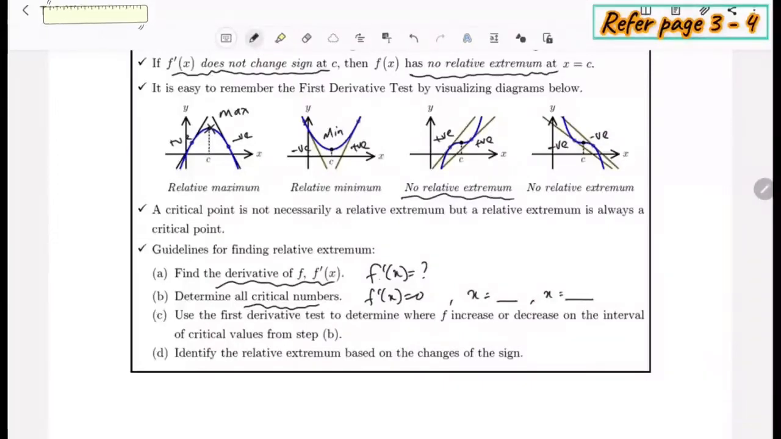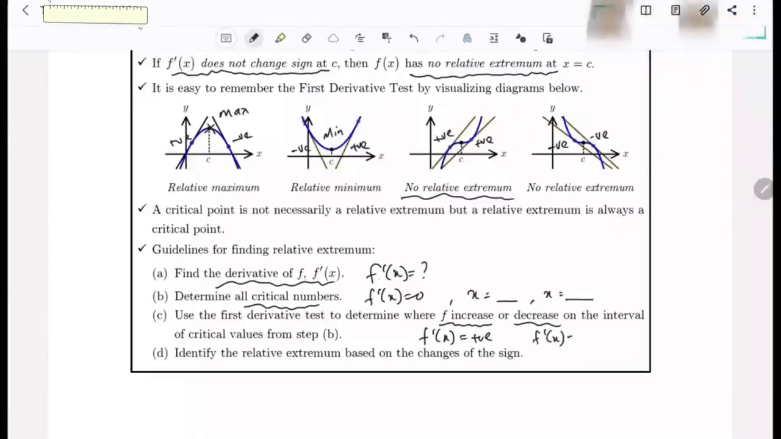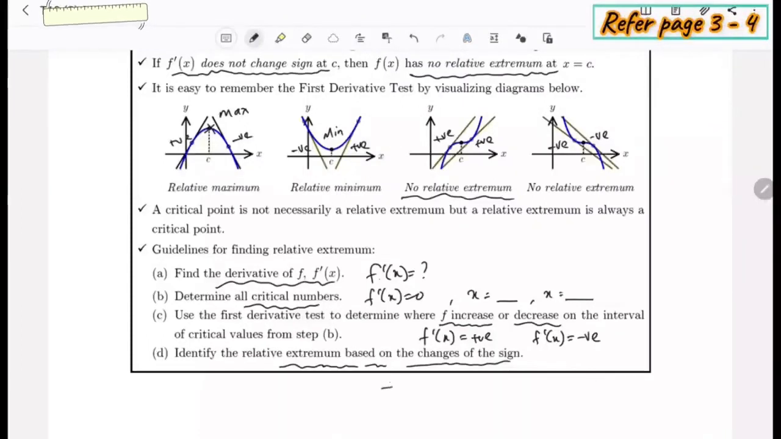Then you need to determine where f(x) increases or decreases. It increases when the f prime x value is positive, and decreases when the f prime x value is negative. Then you look at the relative extremum based on the changes of the sign. If you have positive to negative, you have a maximum. If you have negative to positive, that will be a minimum point.